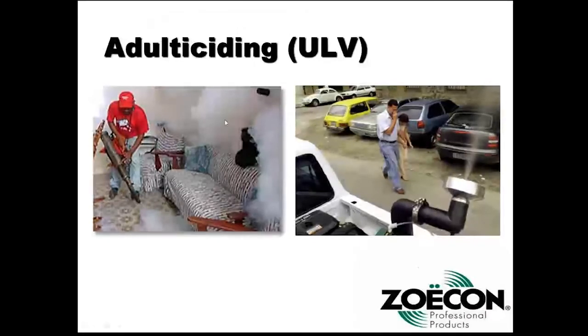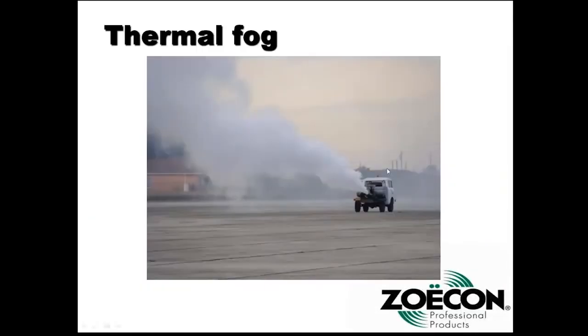this smoke-like fog. And then you have your cold foggers that rely on an air blast and an air current and a fine nozzle to produce a very small spray, typically in the 20 micron range. The ultra thermal fog produces a much finer spray and a lot more droplets and produces a nice volume.